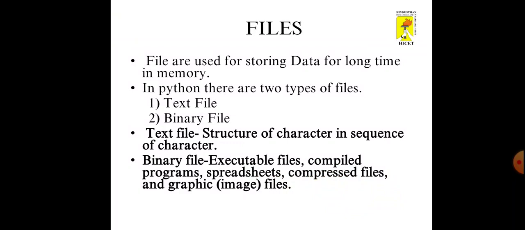In text files, the characters are presented in a sequence of characters. A binary file is an executable file and compiled programs, and it stores spreadsheets, compressed files and images.